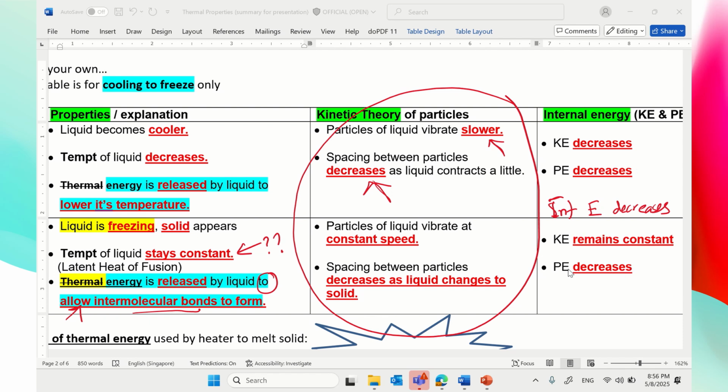Okay, so same reason for here. During when the temperature remains constant, the speed of movement remains constant, so no change in the kinetic energy during the freezing process. But because it changed to solid, the molecules have come closer together, and therefore potential energy decreases. When either one of these decreases, the internal energy decreases. All right?